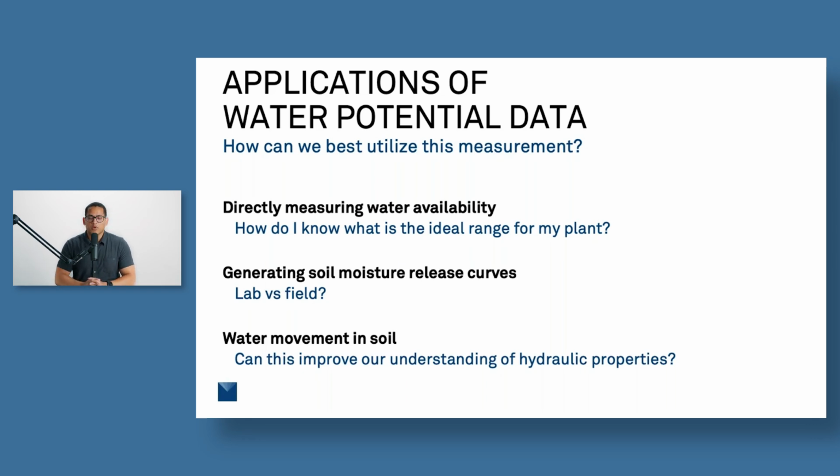And then we can use these data from water potential measurements either in the lab or in the field to generate soil moisture release curves, which can help us better define that relationship between water content and water potential. And we'll dive more into that as well. And then we can also use these data to really better understand water movement in soil, because again, water potential is the governing factor that's actually governing how water moves in soil. So we can use this to improve our understanding of hydraulic properties. And I'll dive a little bit deeper into what I'm talking about there a little bit later in the presentation.